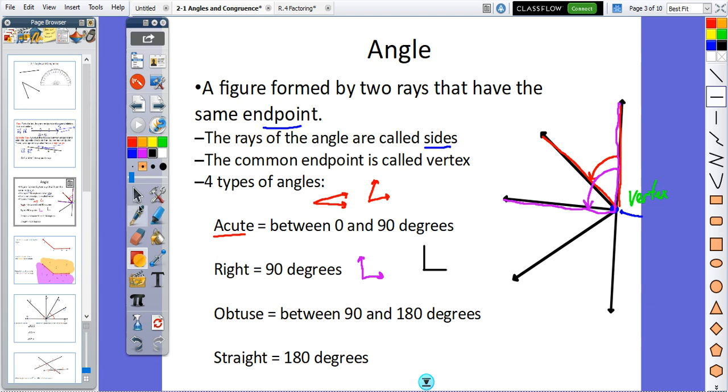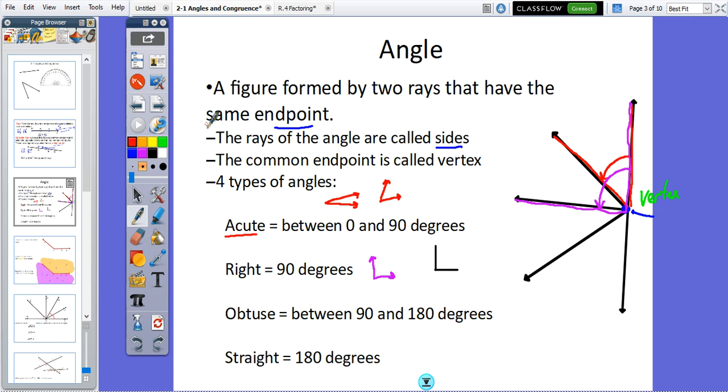These are exactly perpendicular. Now, when it comes to doing your homework, to tell that it's for sure 90, they'll tell you, hey, this is 90. Or sometimes they just put this little block right here. It's a little square in the corner.